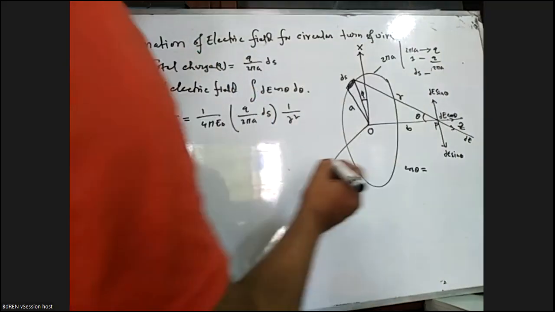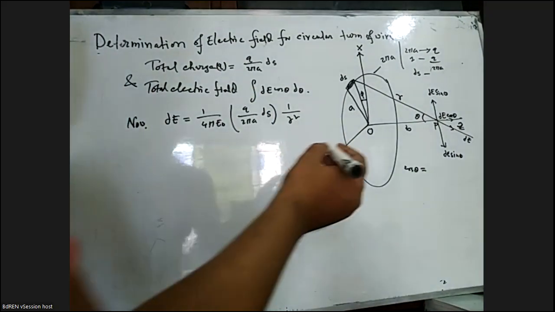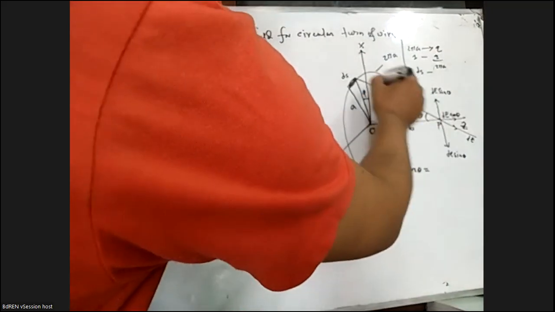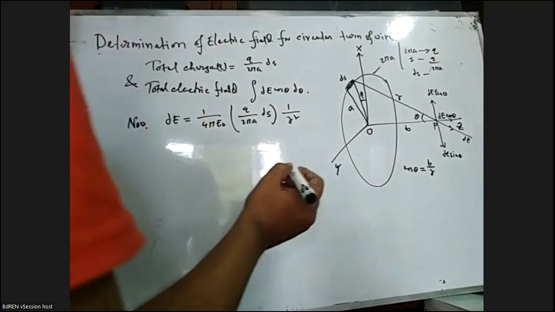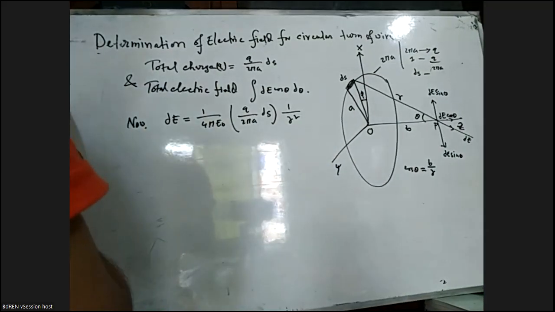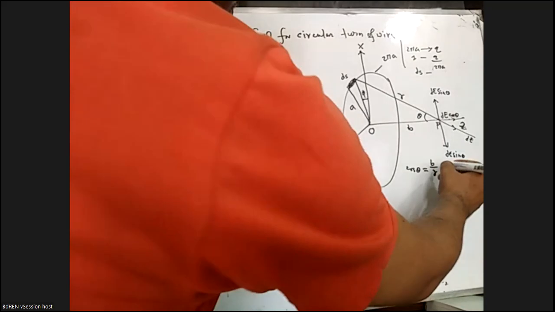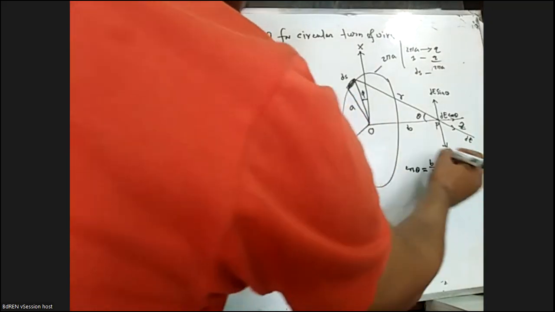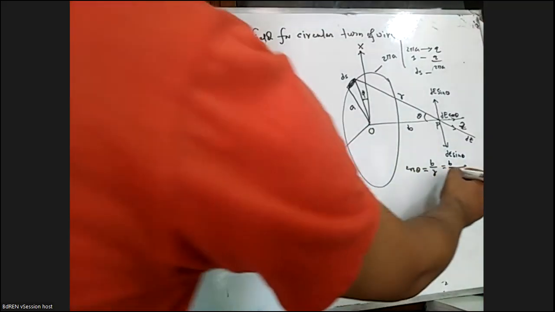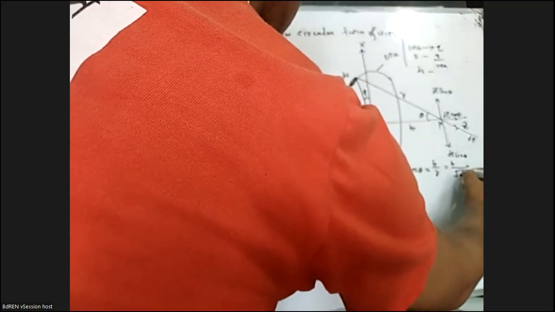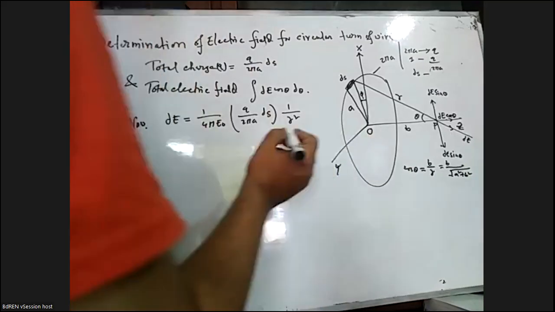Cos theta equals base by hypotenuse. Actually base is B and hypotenuse is R. So cos theta equals base divided by hypotenuse. And R equals what? From the figure, R equals root over A square plus B square.